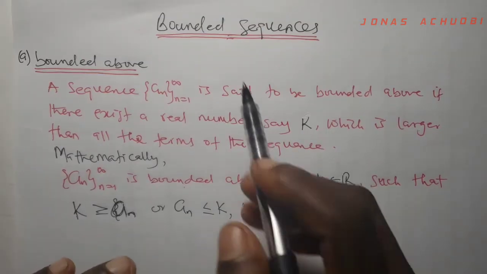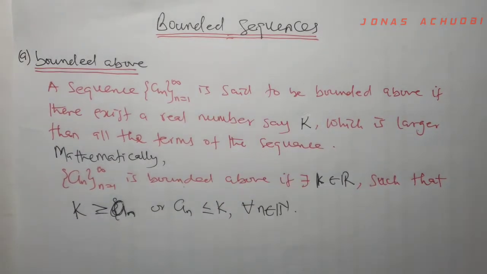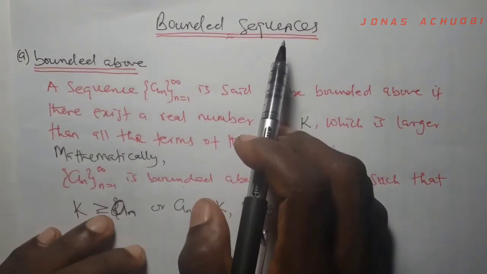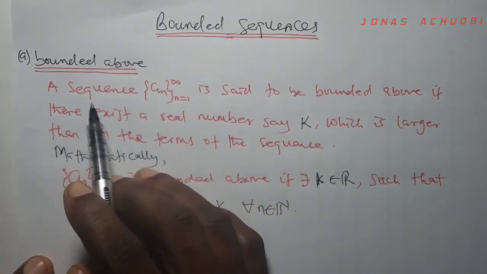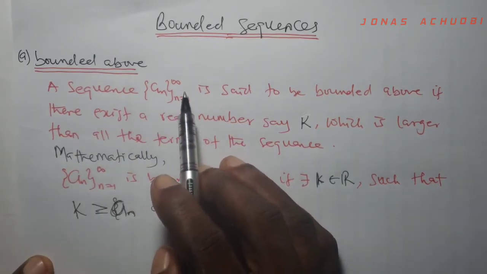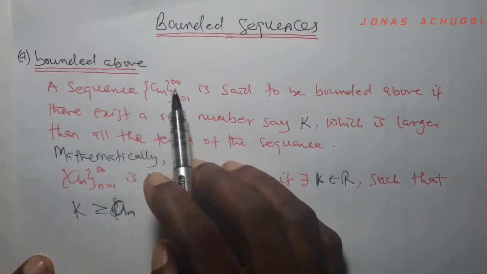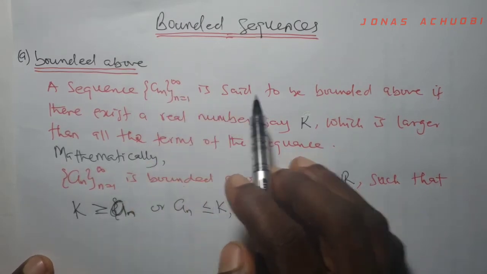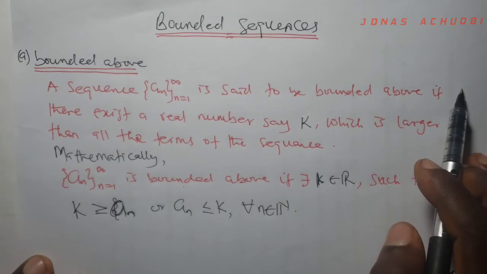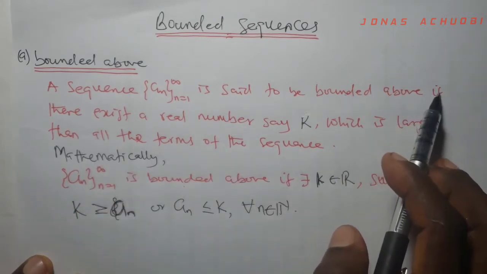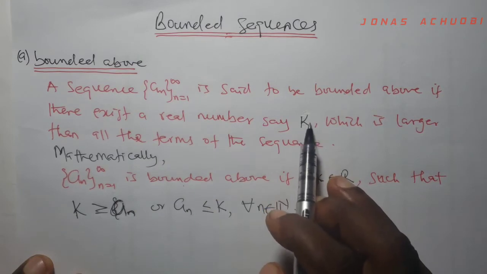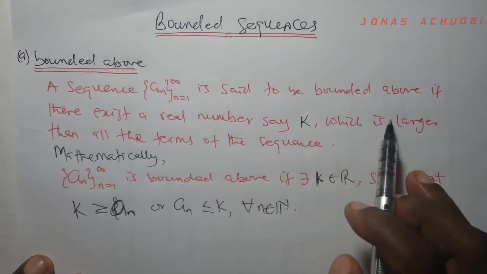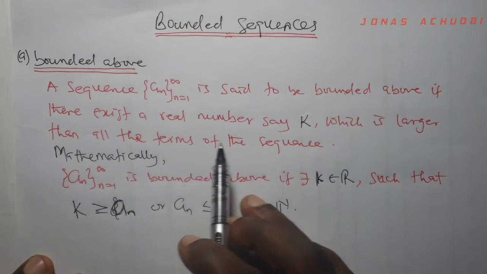We now look at what we call bounded sequences. But before then, we must know when a sequence is bounded above. So a sequence a_n, n goes from 1 to infinity, that makes it an infinite sequence, is said to be bounded above if there exists a real number, say k, so k is any real number, which is larger than all the terms of the sequence.